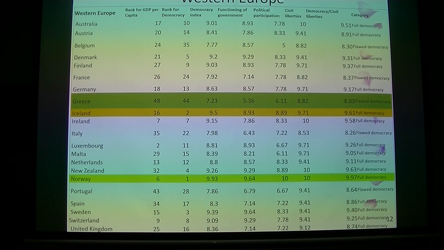However, Greece ranks 48th in GDP per capita, which is the lowest in Europe.